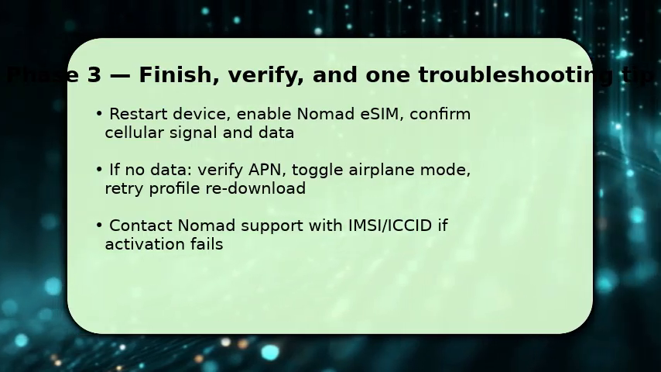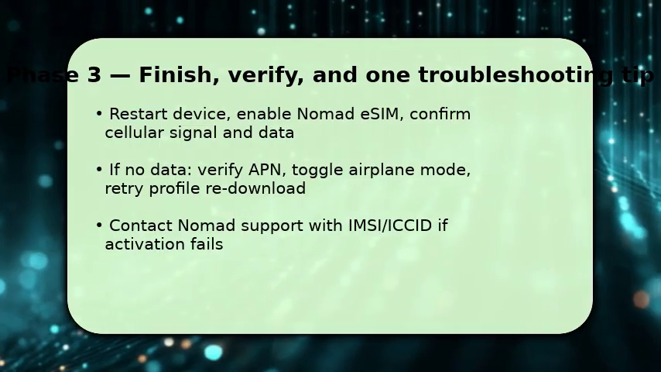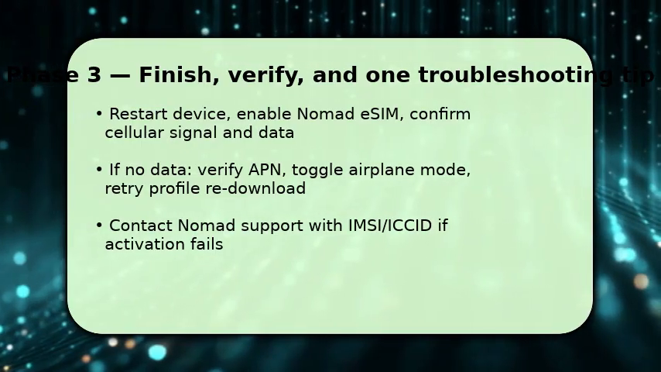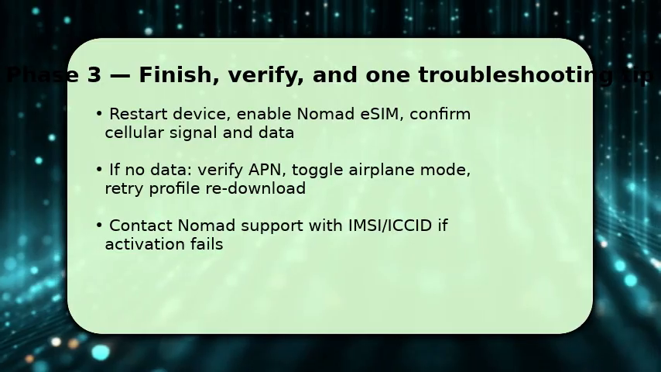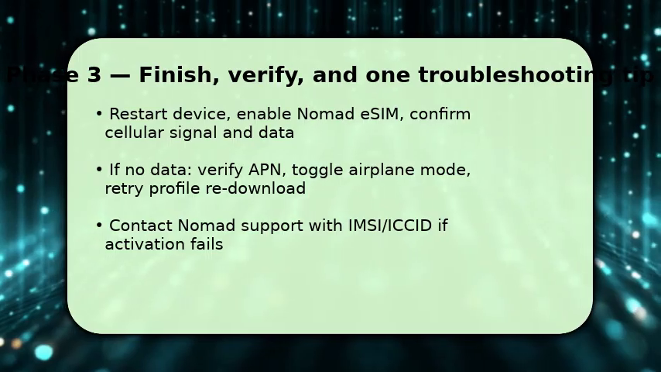If things go wrong, first toggle airplane mode, reselect the eSIM, and verify APN fields. These quick steps often resolve registration issues. If the profile won't activate, gather IMSI or ICCID from settings and contact Nomad support. They can trigger provisioning or issue a replacement code.